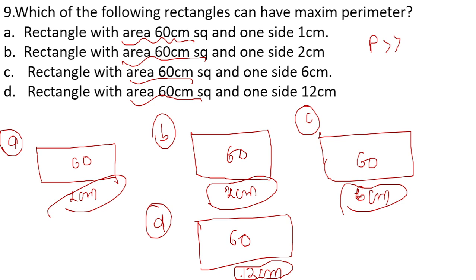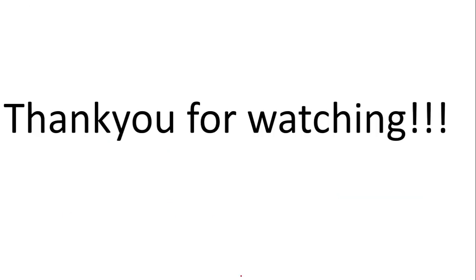So the areas are fixed, the side is different. For the first triangle the side is 1 centimeter, for the second triangle the side is 2 centimeter, for the third it is 6, and the fourth is 12 centimeter. So this was the end of today's lecture.